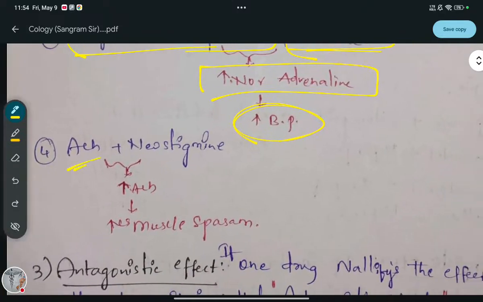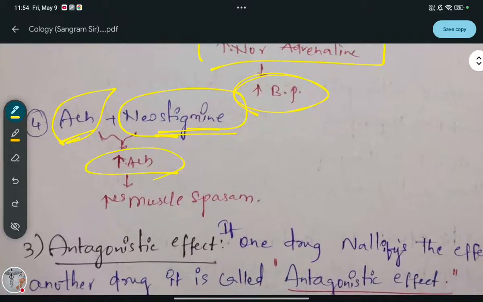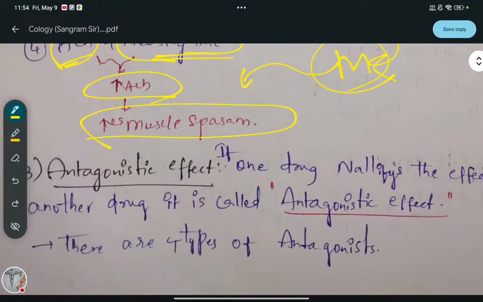Next is acetylcholine and neostigmine. When you take acetylcholine along with neostigmine, it will ultimately increase the acetylcholine level, and when acetylcholine level increases, you will see muscle spasm. Why muscle spasm? Due to muscarinic receptor activation. So acetylcholine will bind there, and after binding, muscle spasm will increase.